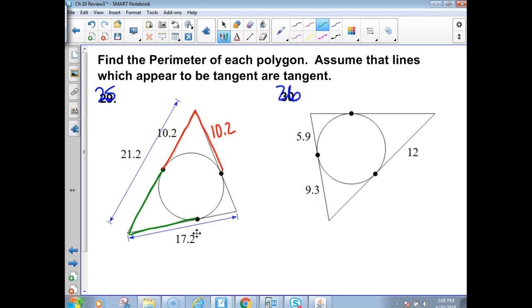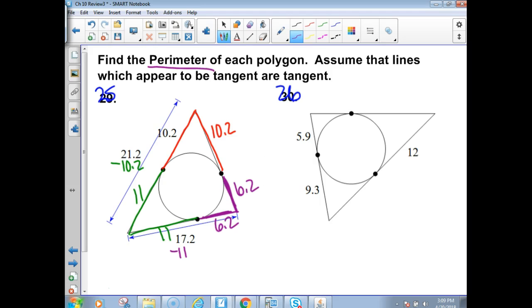How am I going to figure out what they are? I got 10.2 here. The whole thing here is 21.2. Yeah, subtract. What's 21.2 minus 10.2? 11. So 11 here and 11 there. And then I got to figure out these two, which will be equal. So I got to take away 11 from 17.2. And yep, 6.2 apiece right there.